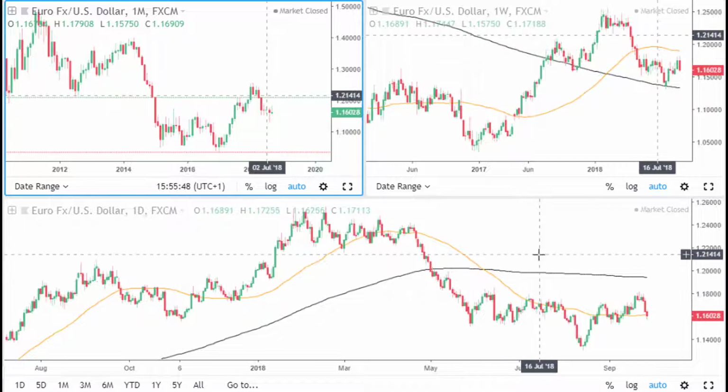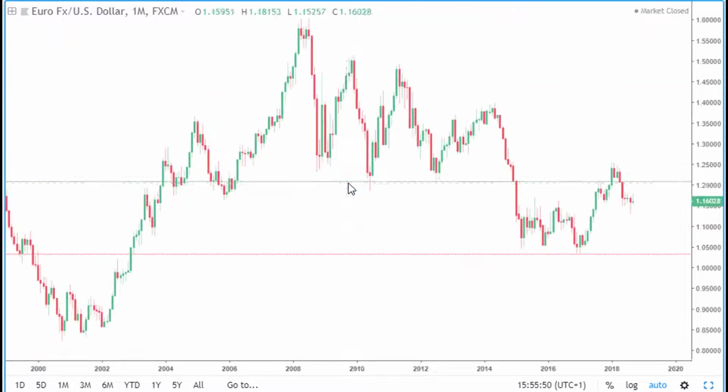Next, we are looking at the euro dollar. Looking at the monthly time frame, price is below last year's high and above last year's low. So preferably we would like to see price out of this area, either above here to look for long opportunities or below here to look for shorting opportunities. But at the moment, price is showing weakness, so we may be able to see some short-term trades to the downside.